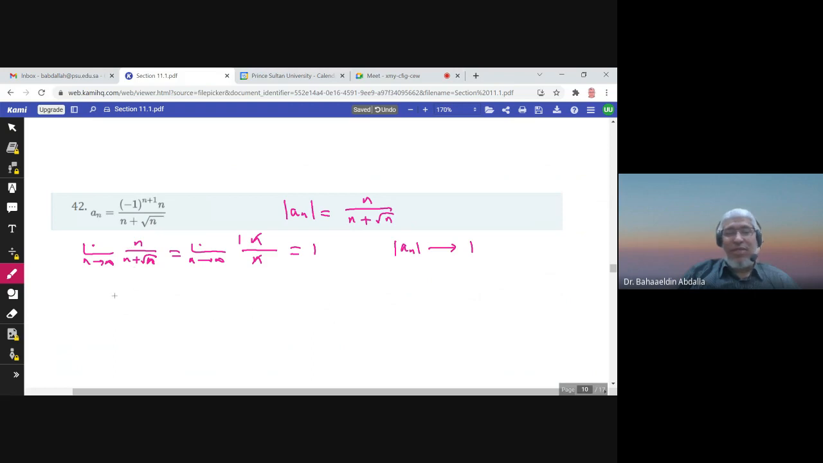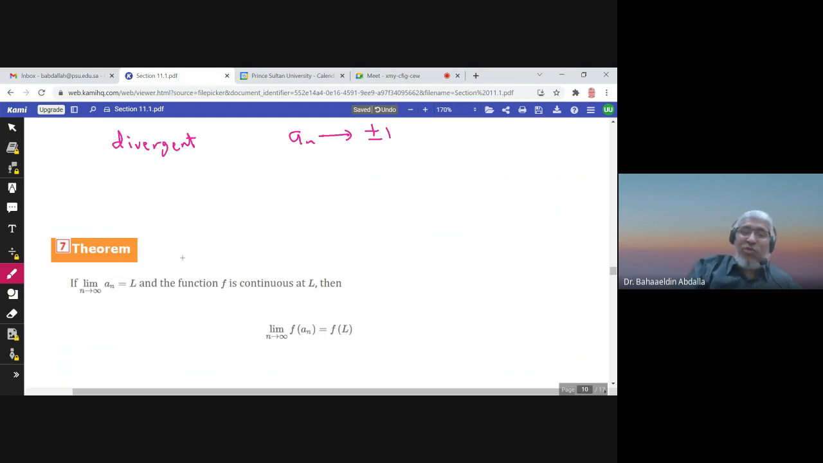So in this case, an does not approach a single number. Okay, we can say it oscillates between 1 and negative 1 and say that the sequence is divergent, because the limit of an will go to plus or minus 1. It will not go to a single number. So these are the two examples.